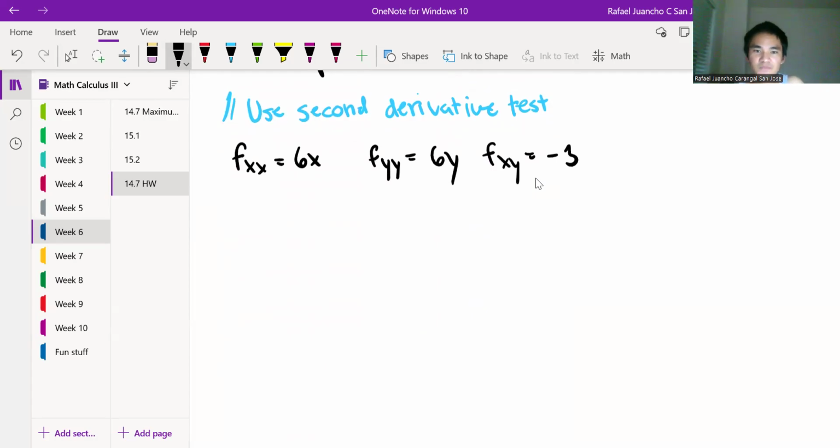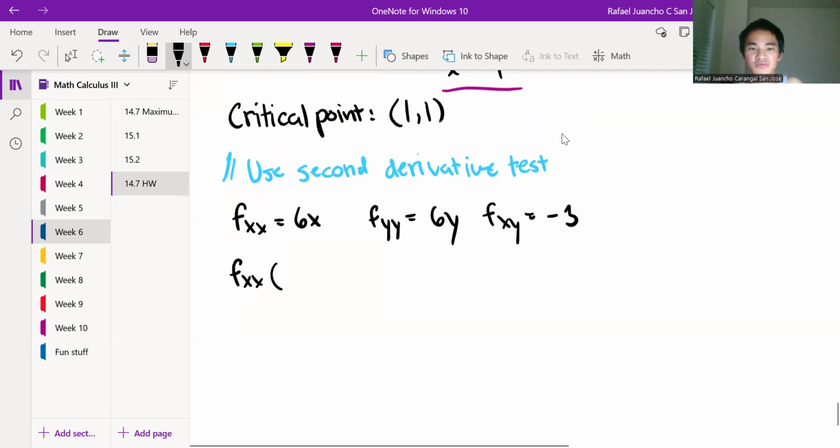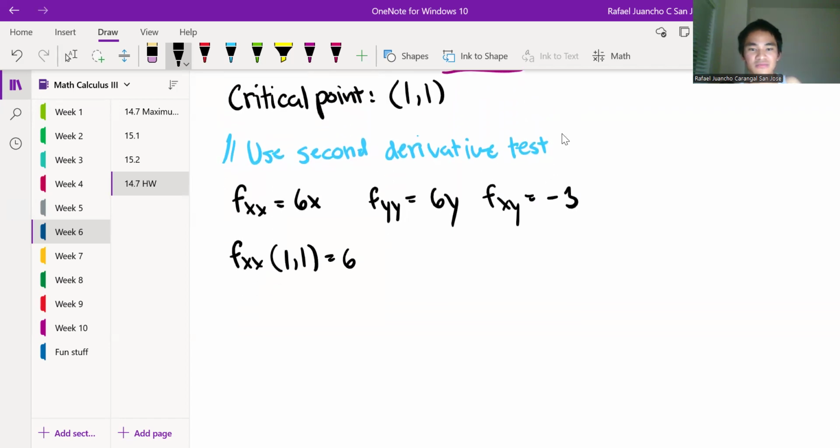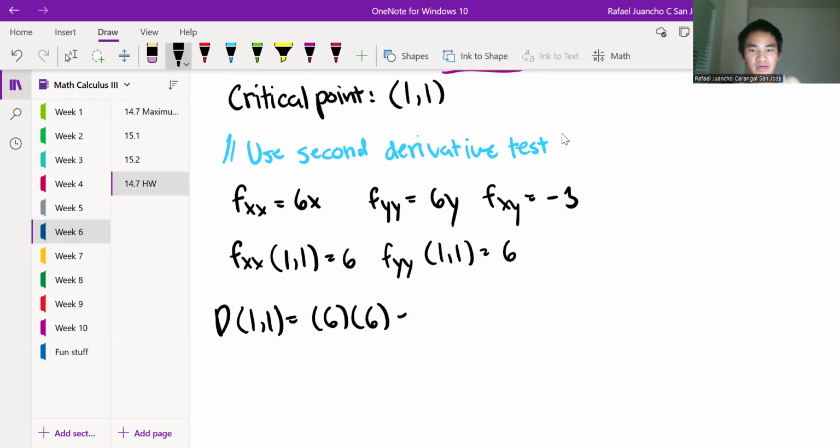And then, well, now I plug in what I know. So f_xx of my critical point, which was (1, 1), this is 6. f_yy is also 6. Now I get this. So my D of (1, 1) is just 6 times 6 minus negative 3 squared. I get 36 minus 9. I get a positive number. So I get something positive here.